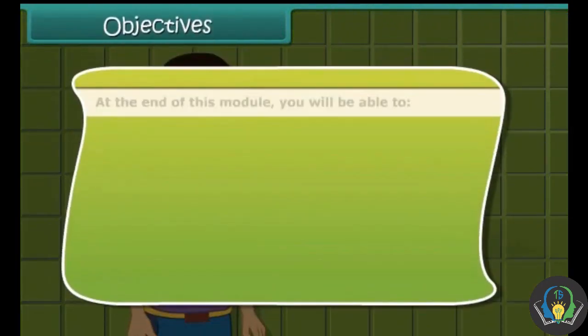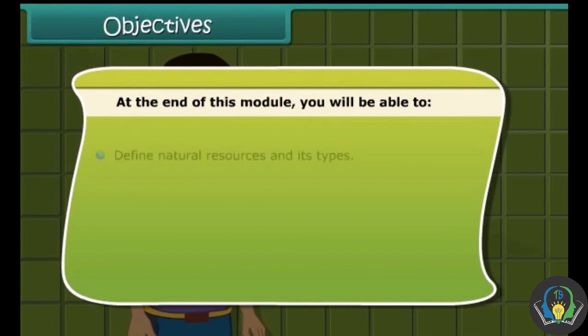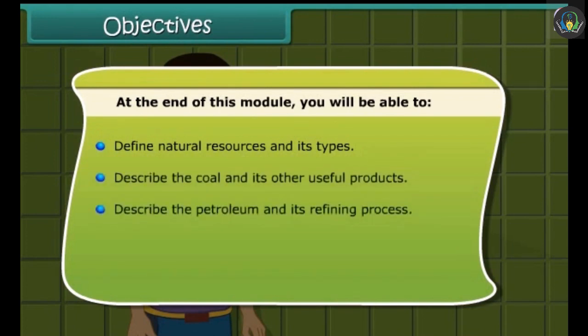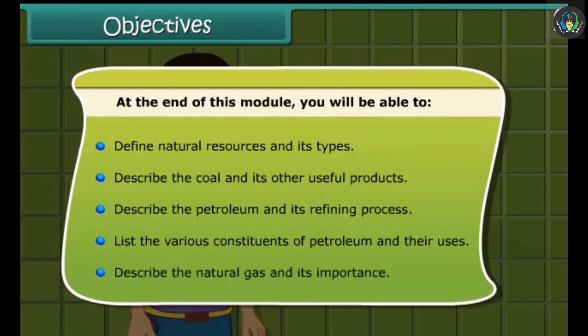Along with that, at the end of this module, you will be able to define natural resources, describe coal and its other useful products, describe petroleum and its refining processes, list the various constituents of petroleum and their uses, and describe natural gas and its importance.